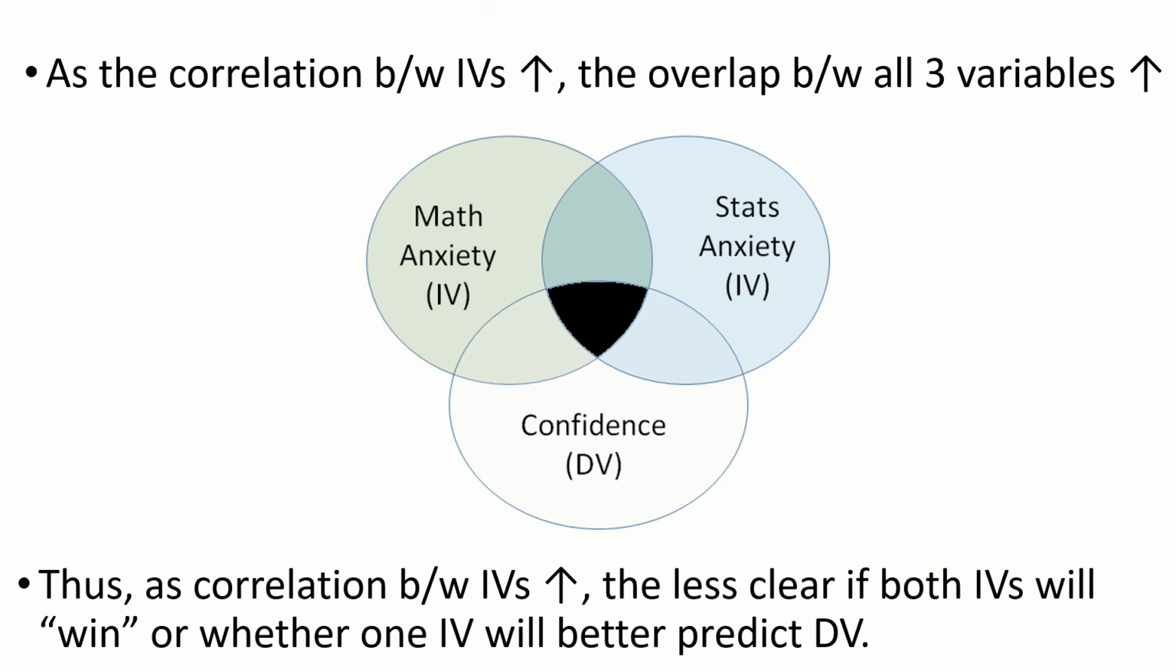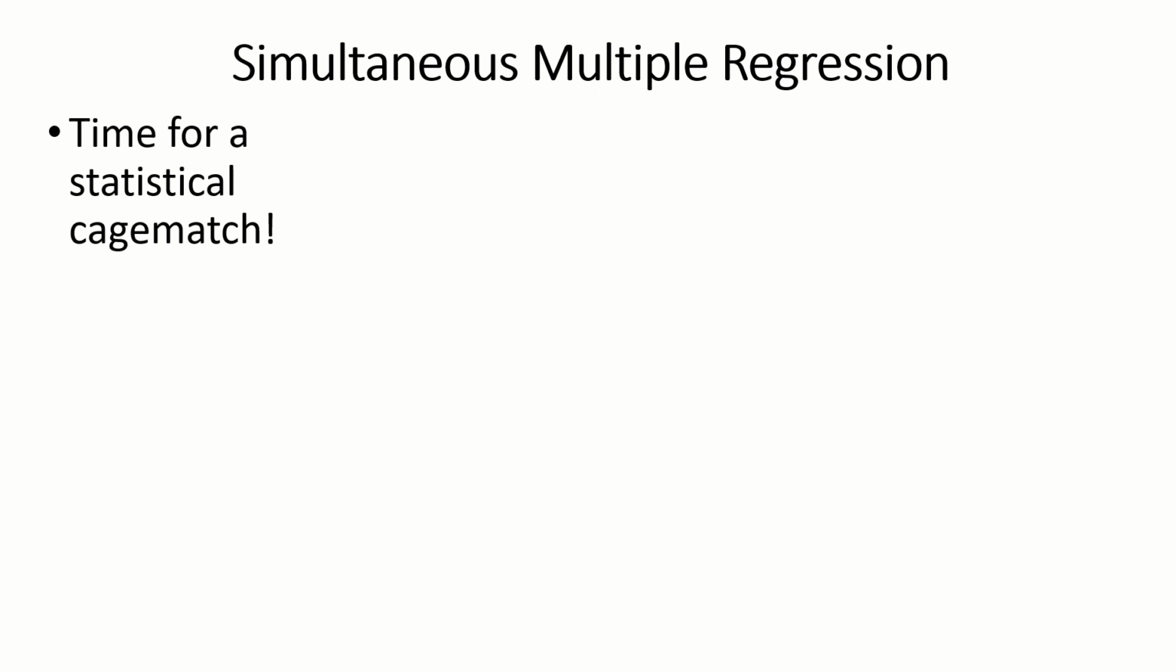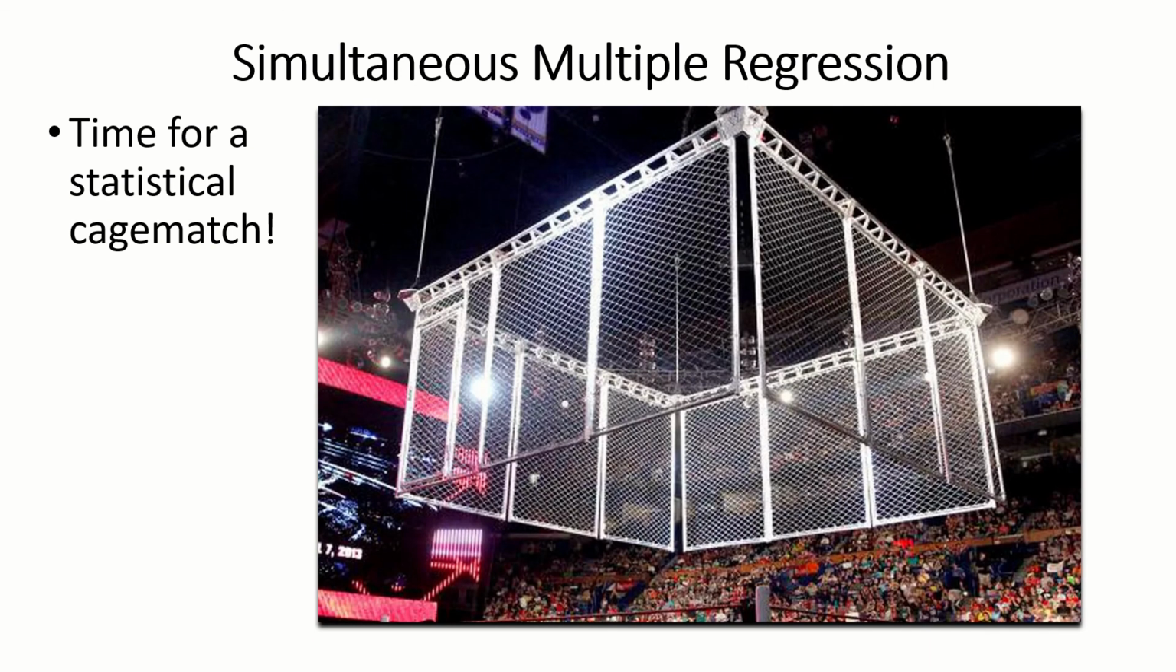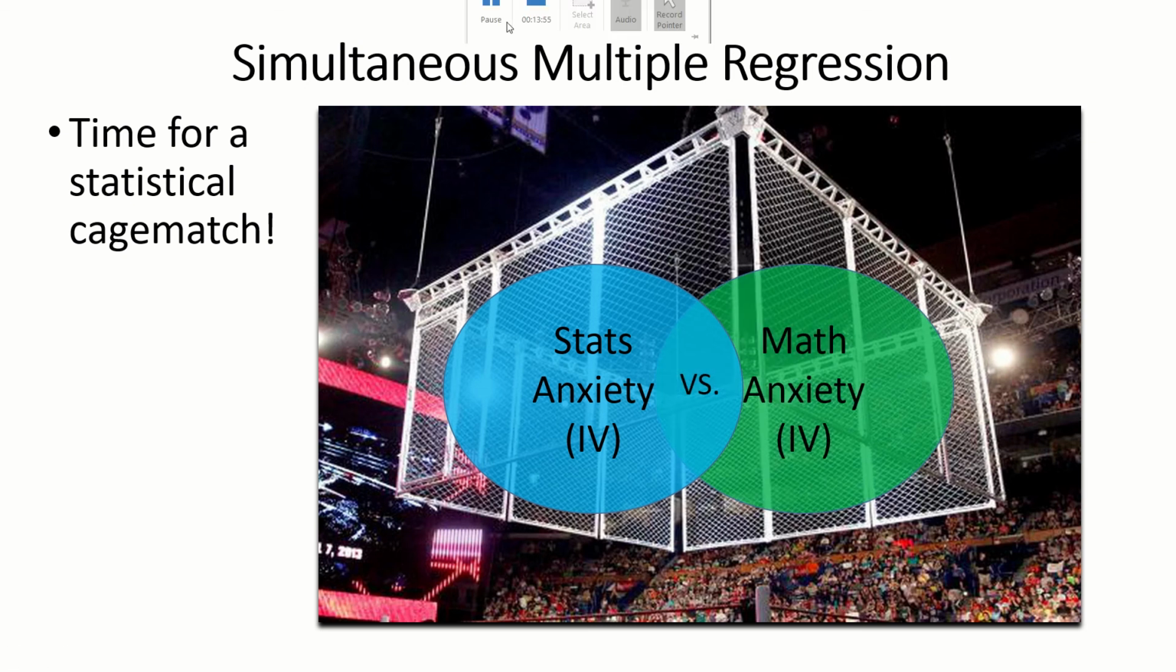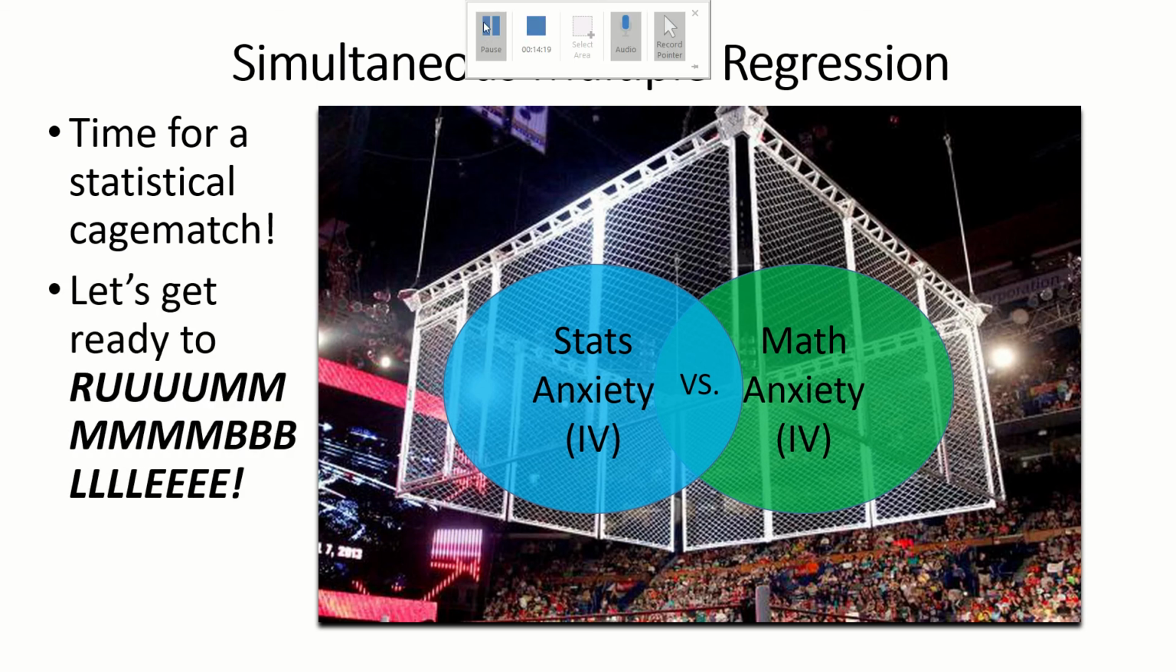So it's sort of like having a statistical cage match where stats anxiety is going up against math anxiety in a head-to-head match to see which one will be the better predictor, or if it'll be a draw, right? So two IVs enter the ring, which one will win? Or it may be a draw where both equally predict the DV. So let's get ready to rumble!